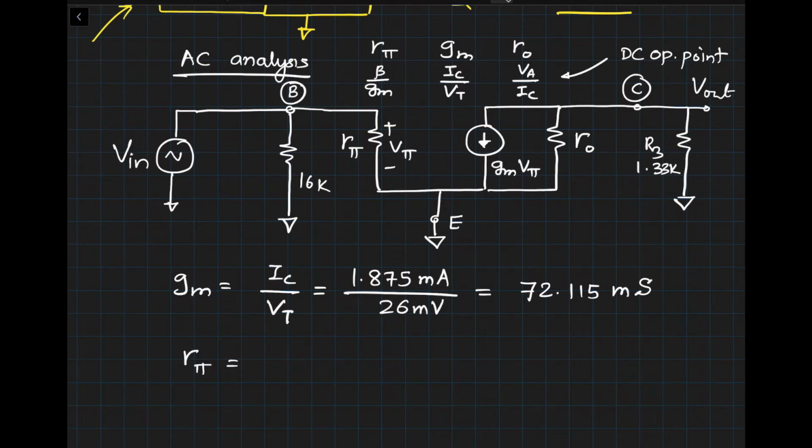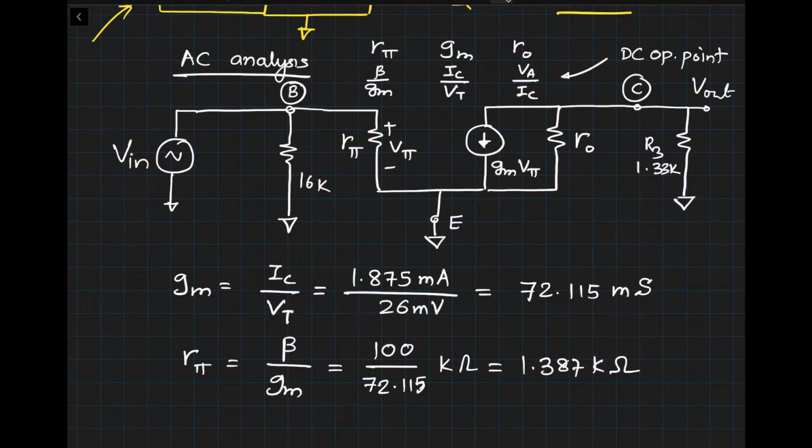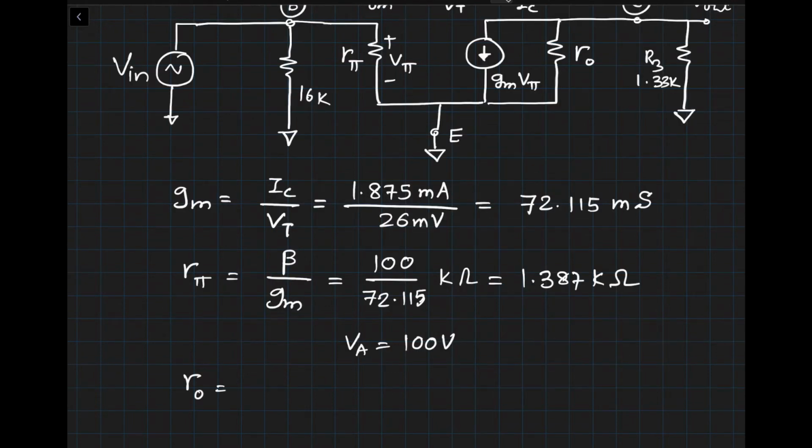Rpi is equal to beta over GM. That would look like 100 divided by 72.115 milli Siemens. That will be equal to 1.387 kilo ohms. Output resistance Rout is given by VA divided by IC, which is equal to 100 divided by 1.875 milliamps, 53.33 kilo ohms.